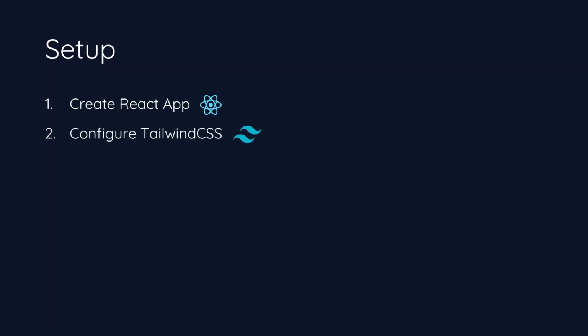Next, we'll configure Tailwind CSS. This requires a few steps that are documented on the Tailwind website. I'll leave a link in the description in case anyone wanted to read further, but I'll go through each step in this video. Then we'll import a Google font to make the app have a nice and unique look.